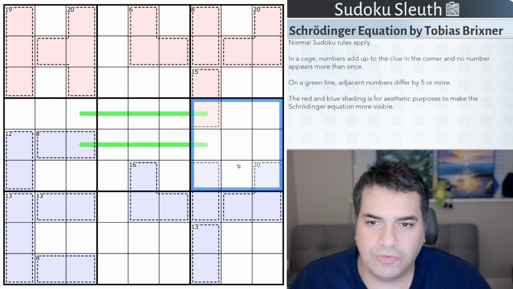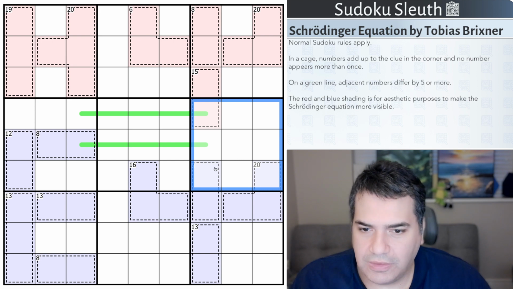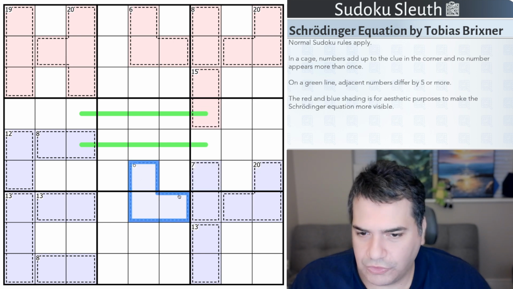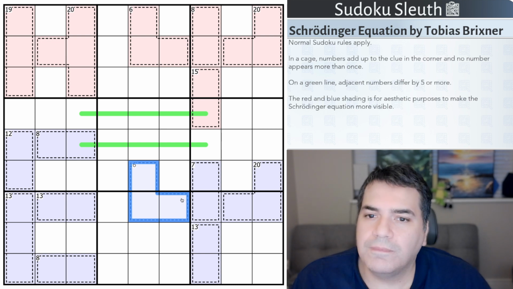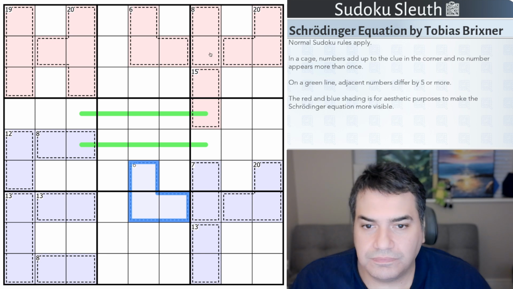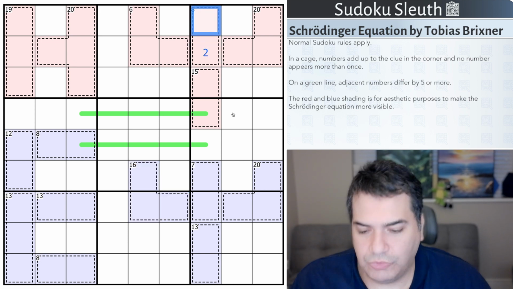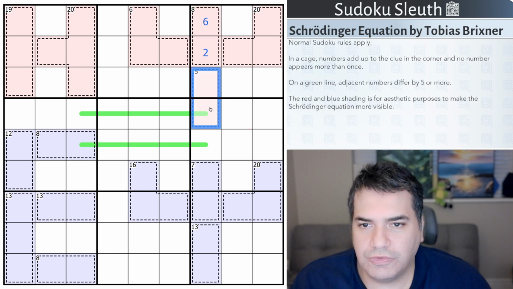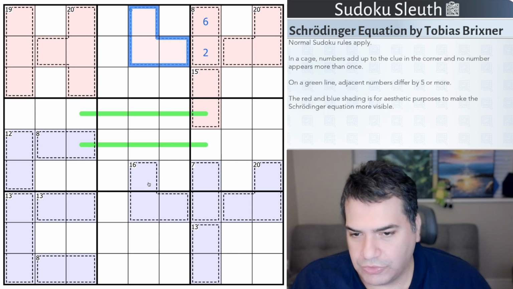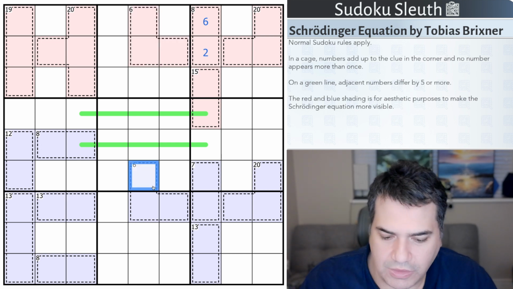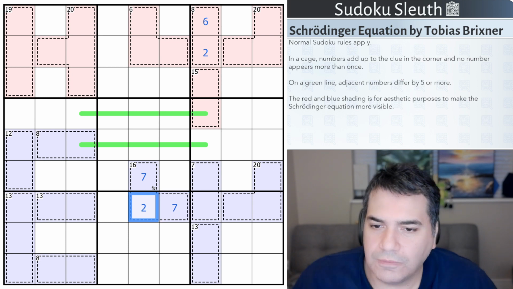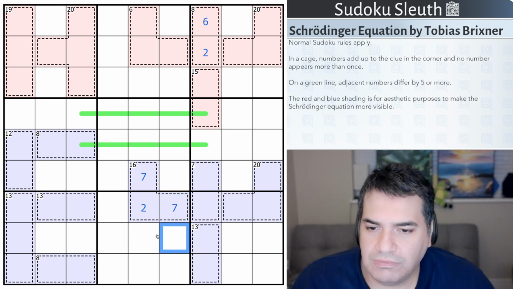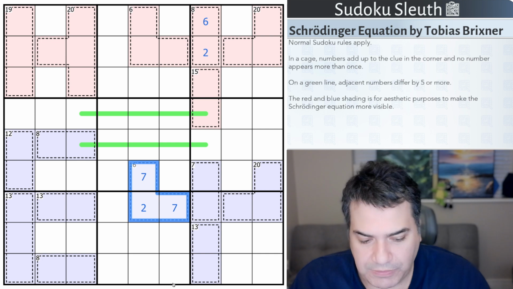Then we have, in a cage, numbers add up to the clue in the corner, and no numbers appear more than once. So what that's saying is that, because some of the cages are not necessarily confined to the same column, row, and box. So if this cell here is a 2, this would have to be a 6 to make sure that these 2 cells add up to 8. These 2 are 15. These 3 have to add up to 6. And most importantly, you cannot repeat a digit. You can't have, for example, 7, 7, and a 2, because these 2 7s are inside the same cage, even though they do add up the triplet to 16.